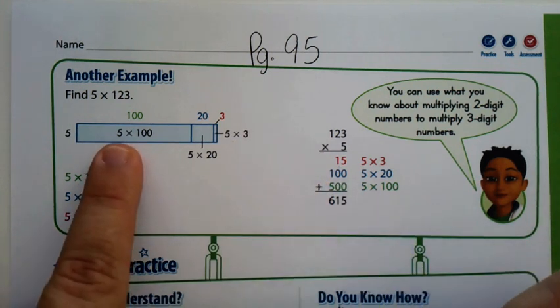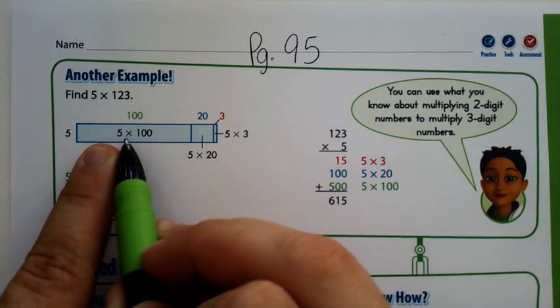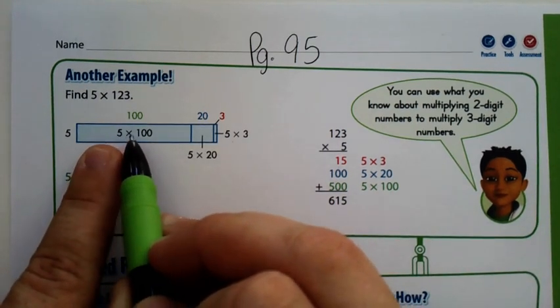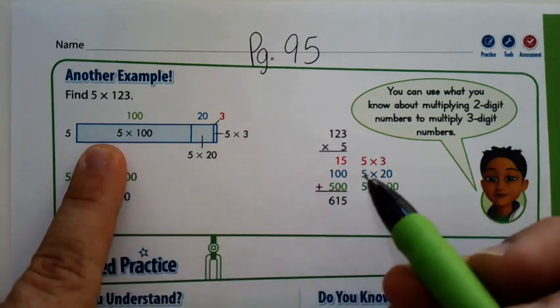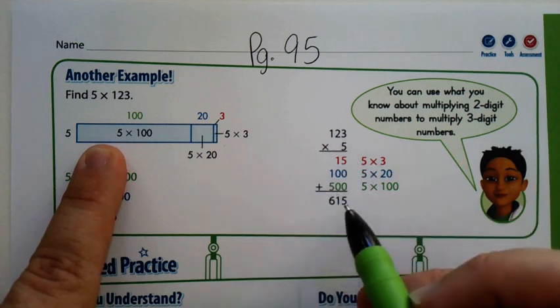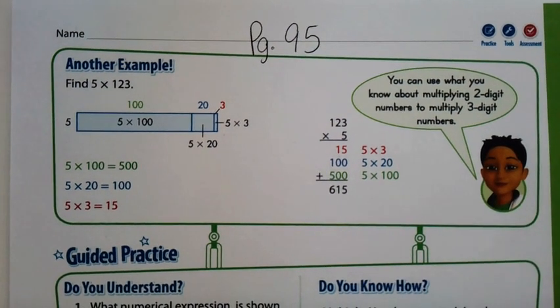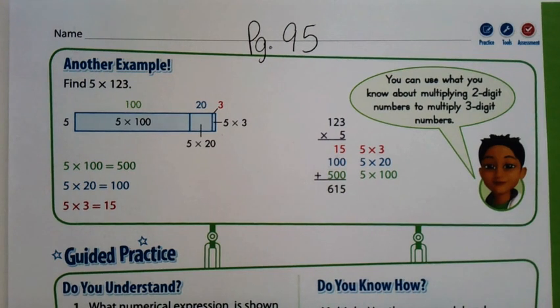And then our last one is 5 times 100. And again, if I ignore the zeros and just say, what's 5 times 1? 5 times 1 is 5. And then I need those 2 zeros, so it's 500. Add them all together, and we get 615. This is just a way for you to organize the way that you can solve different things.